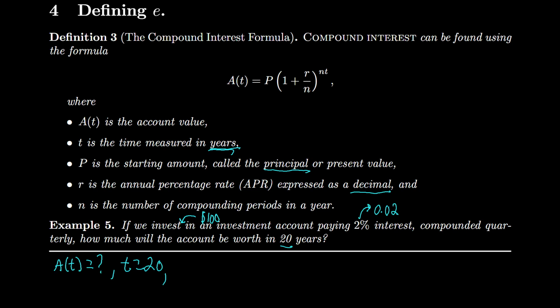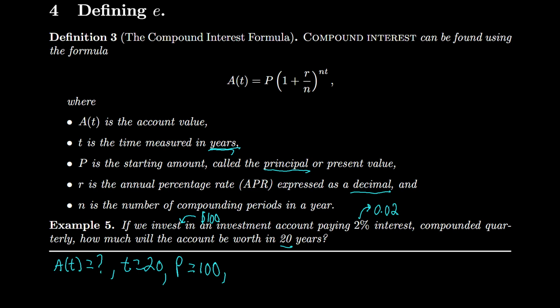So $100. Let's say that p is the starting amount, so let's just say that that's $100. You could leave this as who knows, as just a question mark. And what you would get is a formula in terms of p, and that is useful. But I want to just do this as an example with just one thing in there.